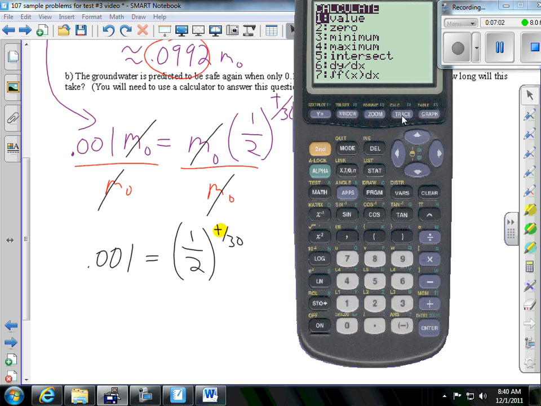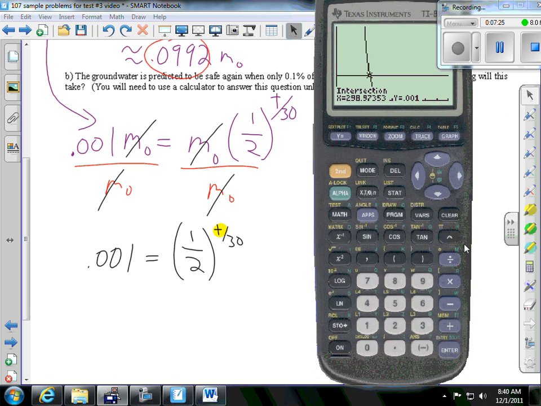Okay, so we'll do second calc and then intersect. First curve, enter. Second curve, enter. Guess, enter. We'll see two numbers. The x value is t, it's time. So it takes about 300 years. And the y value is that amount of stuff that's left. So 0.001 of the starting stuff will be left after about 300 years.